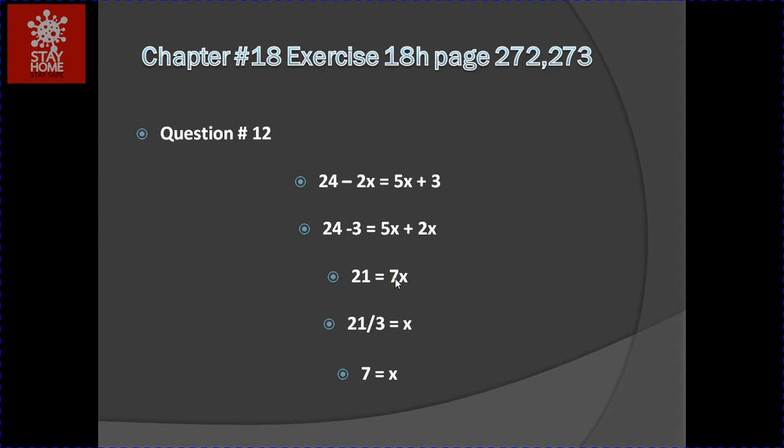So here by mistake I wrote 7 divided by 3. It will be 21 over 7. Answer will be equal to 3.